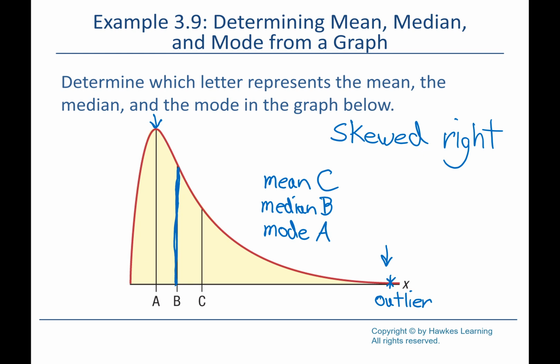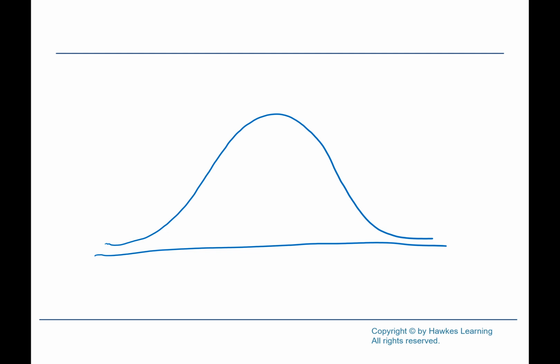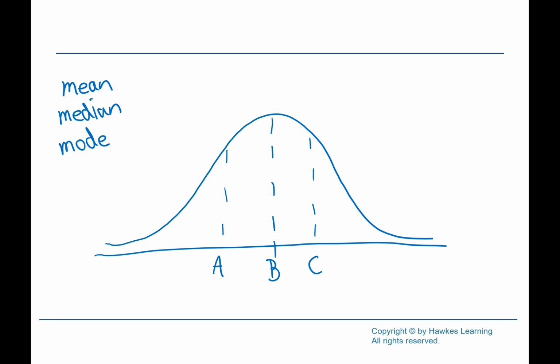Okay? All right, one last thing. What if we have a perfectly symmetrical distribution, right down the middle? Sometimes you'll have one of these in Hawks, and it'll have A, B, and C, and say find the mean, median, and mode. Well, let's think about that. Remember, we're dealing with a perfectly symmetrical distribution this time. So the mode, again, is going to be the tallest peak, so that's B.